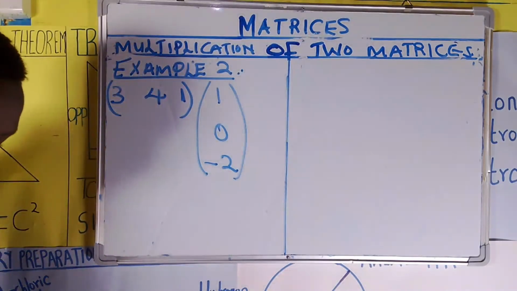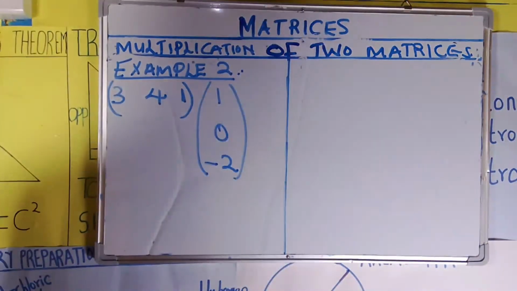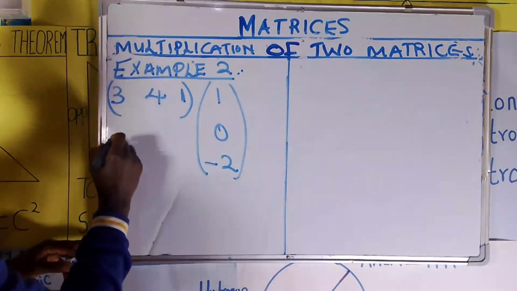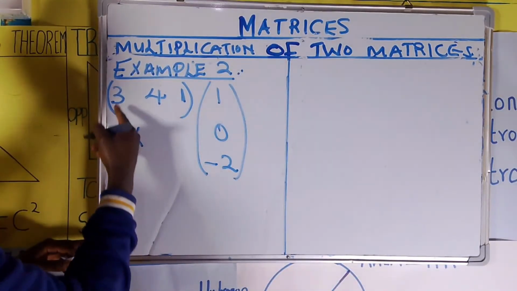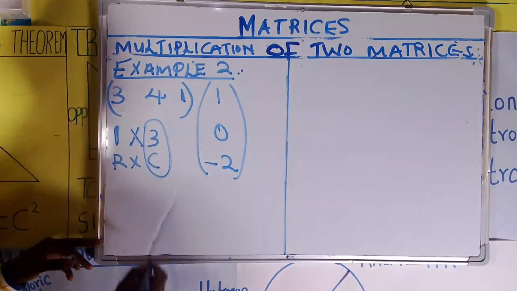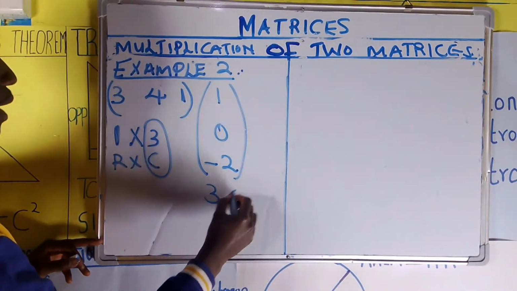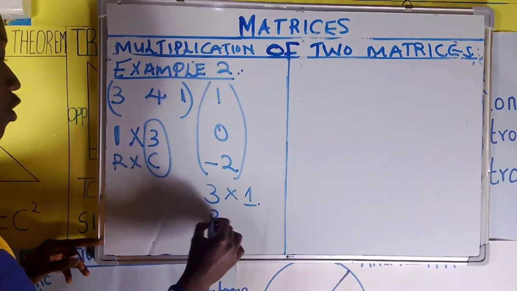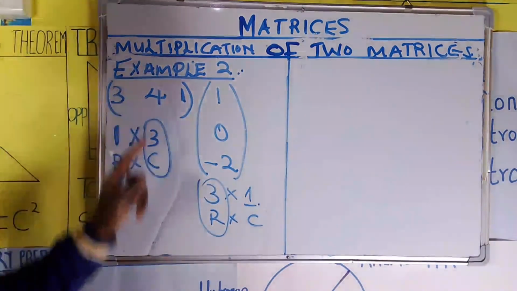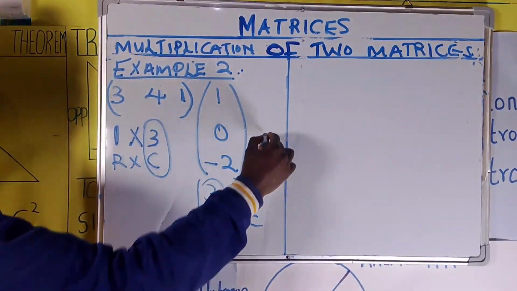So for us to multiply this matrix, we are going to determine the order of this matrix. So it has one row, so it is one row by 3 columns. The second one has 3 rows and 1 column. So the number of columns of the first matrix is equal to the number of rows of the second matrix. That means we can multiply the two.